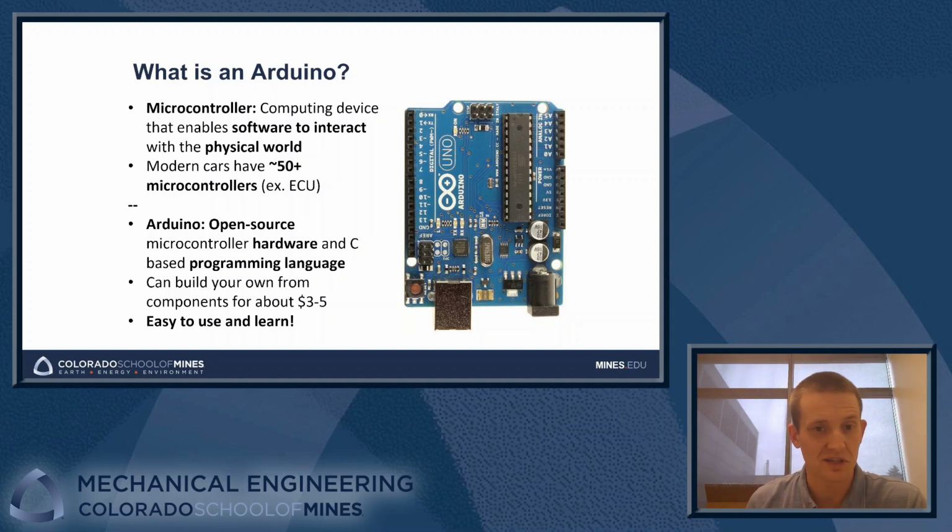Some places that you see microcontrollers: cars. Cars are a huge field where microcontrollers are found. A typical modern car will have at least 50 of them. So things like the engine control unit that are measuring how your engine's running and controlling the fuel air mixture going into your engine. That's an example of a microcontroller.